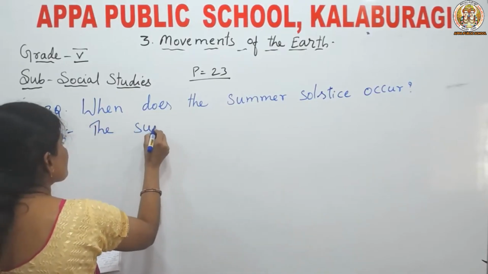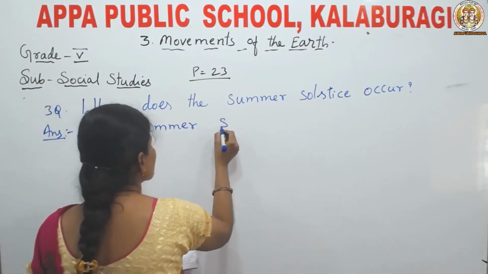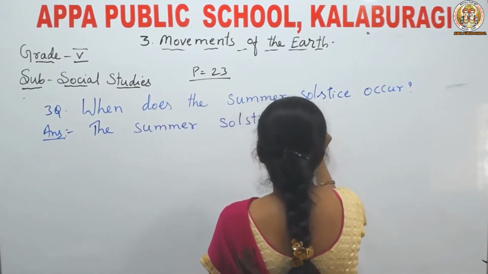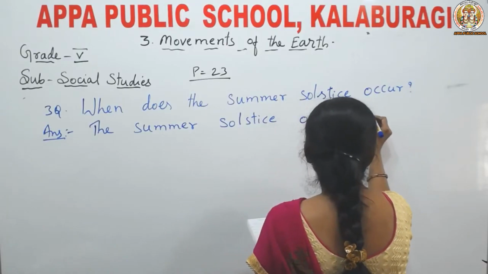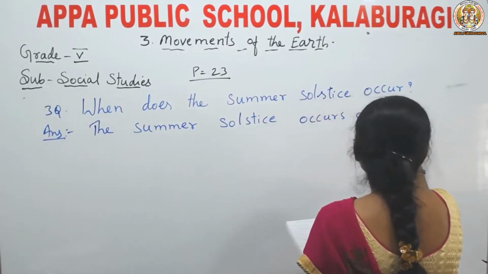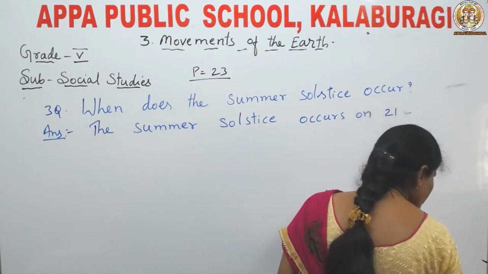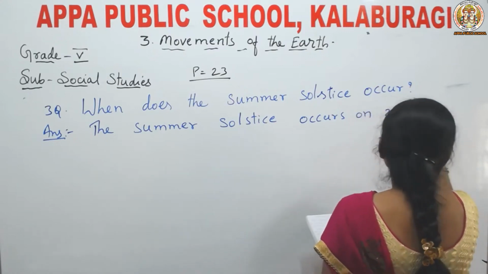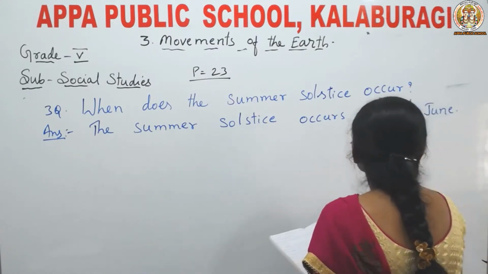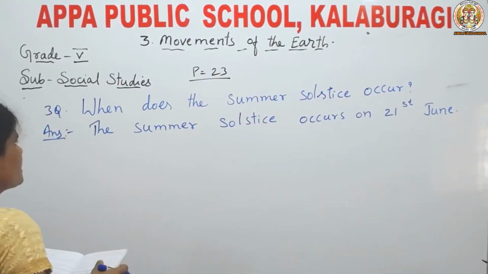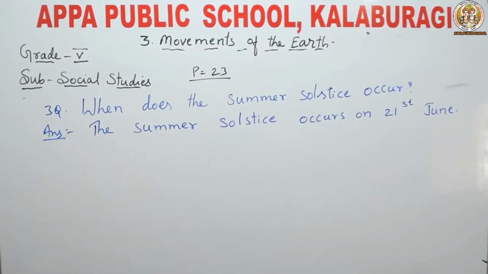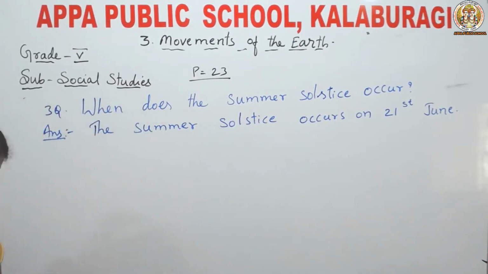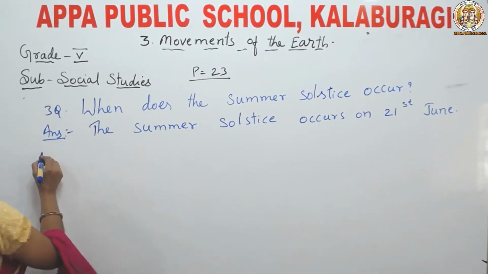The summer solstice occurs on 21st June. Say, when does the summer solstice occur? The summer solstice occurs on 21st June. Okay. Next, fourth question.